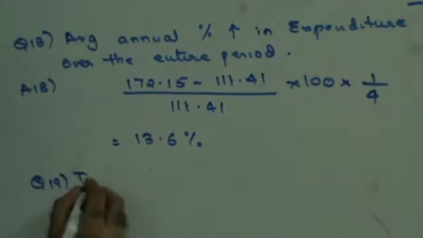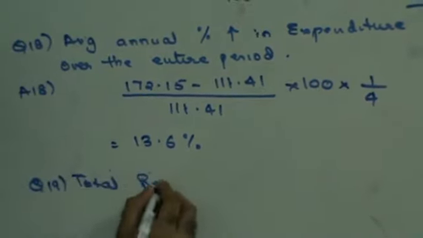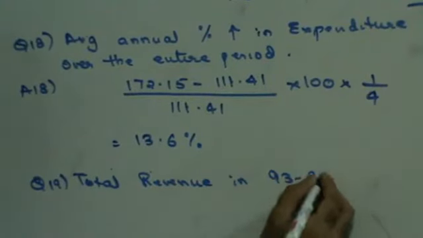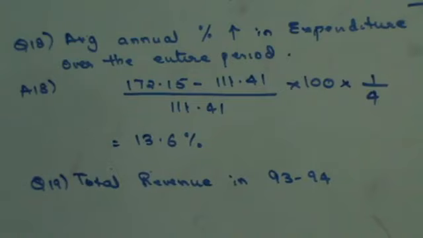Next, the total revenue in 93-94 and the total expenditure in 91-92. So, shouldn't we divide that by 5? This is for the 91 to 95, 4 years. For a period of 4 years. 91-92, 1, 2, 3, 4. For a period of 4 years.